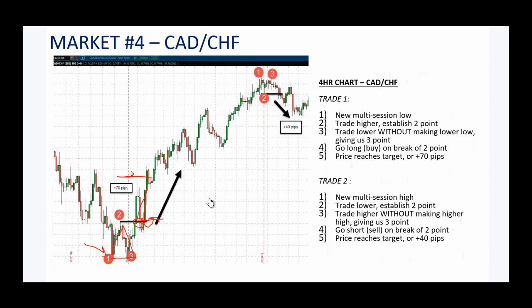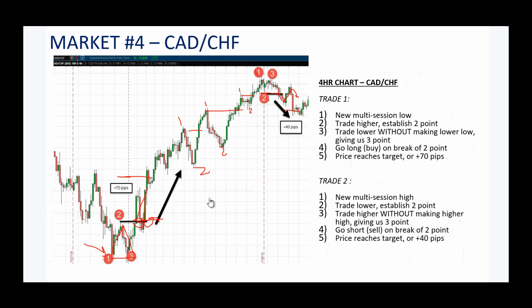All we do now is we wait for a potential reversal. 1, 2, nope. 1, 2, nope. 1, 2, nope. Finally get a last 1, 2, 3 right here. We break down below. We come back up. We hook back down. We reach our 40 pip profit objective.